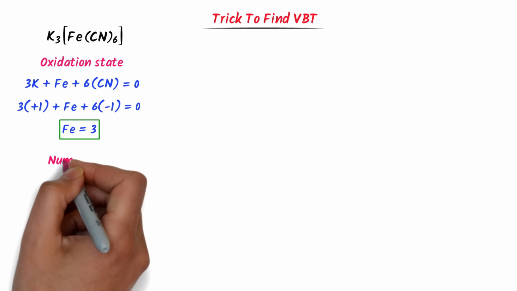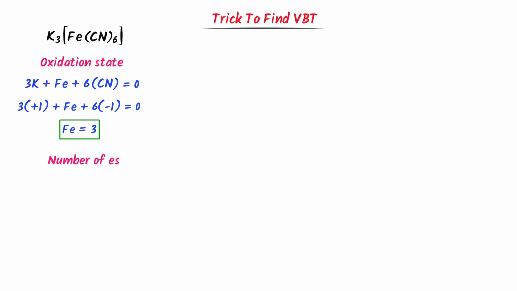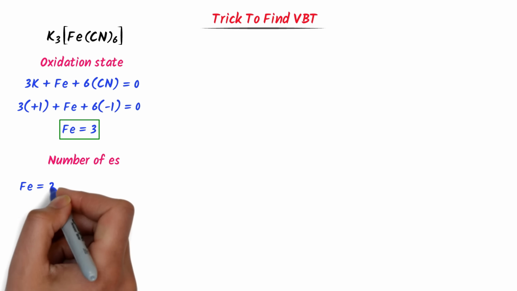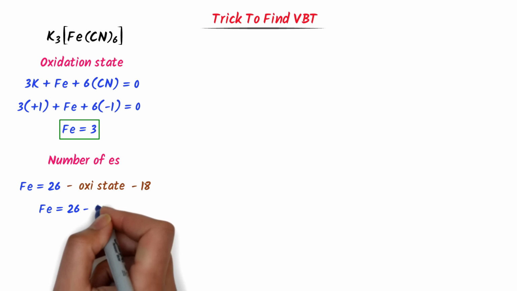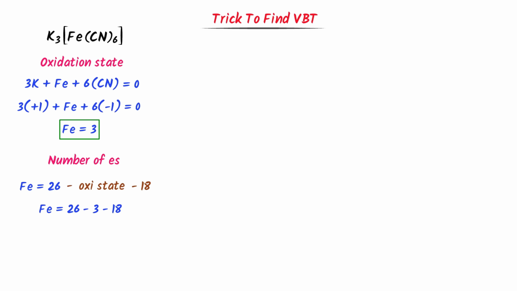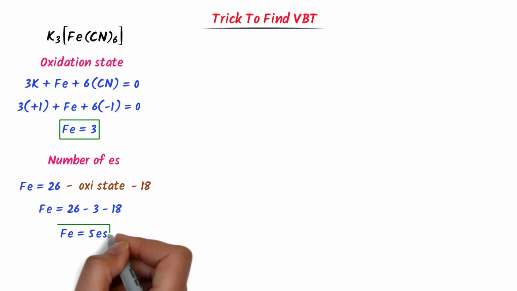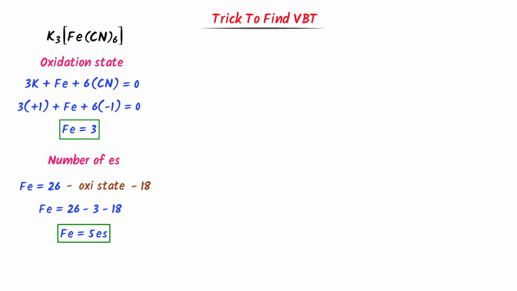Secondly, I find the number of electrons of iron. We know that the atomic number of iron is 26. I subtract the oxidation number of iron from its atomic number and then subtract 18. I get 5 electrons. Thirdly, we can see that here the ligand is cyanide and there are 6 of them.